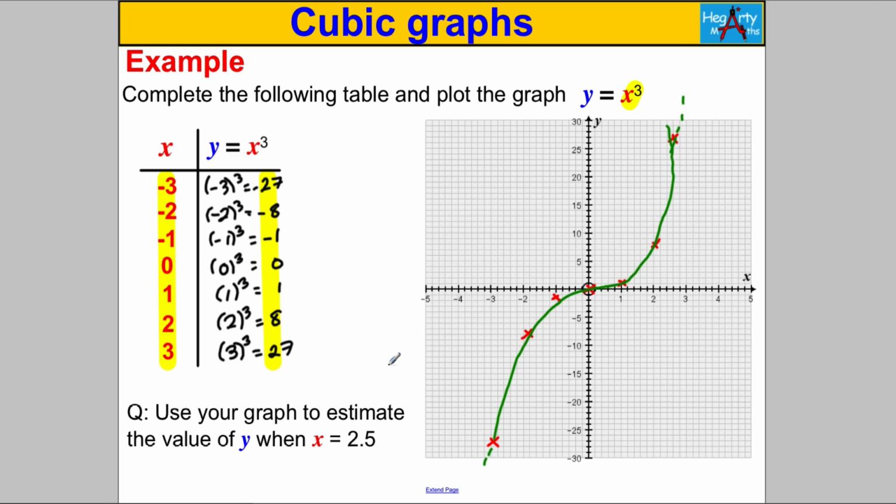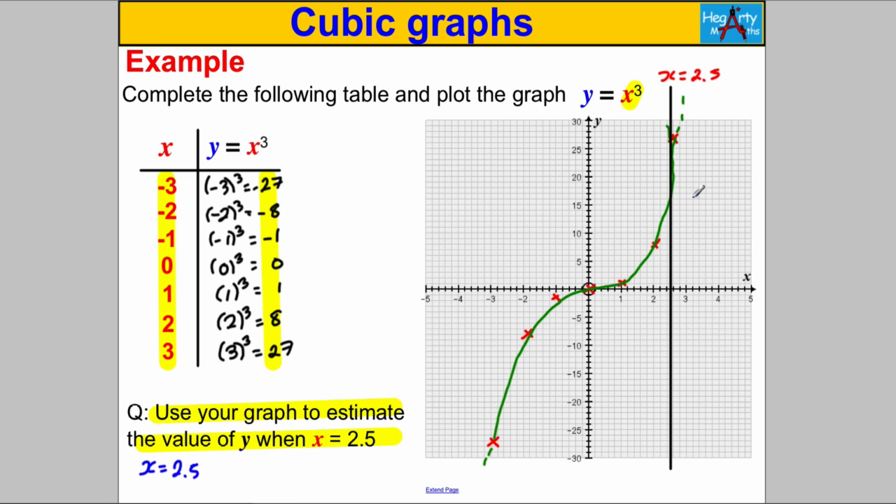Now here's a question that they can ask you having drawn a curve. Use your graph to estimate the value of y when x is 2.5. Well, what we could do is draw the line x is 2.5, see where it intersects our curve, and that would be the rough value of y. So the line x is 2.5 looks something like this. There, and there's the line x equals 2.5.